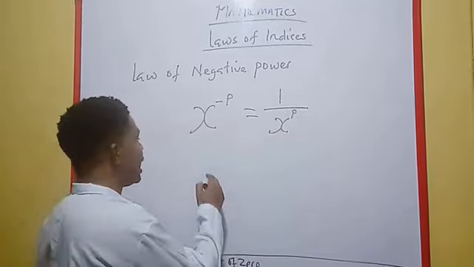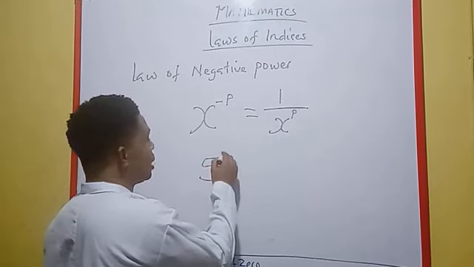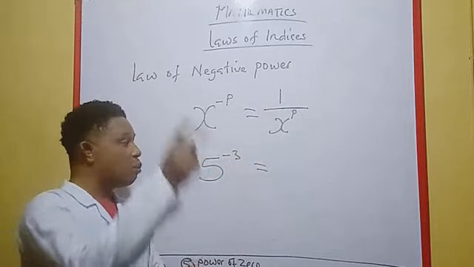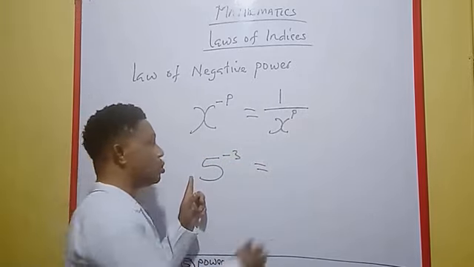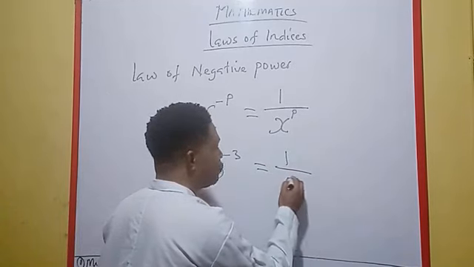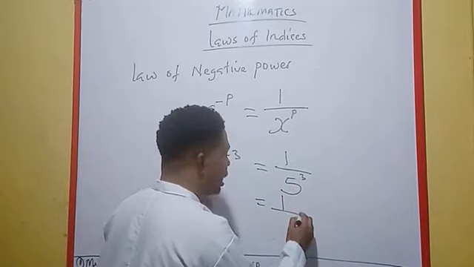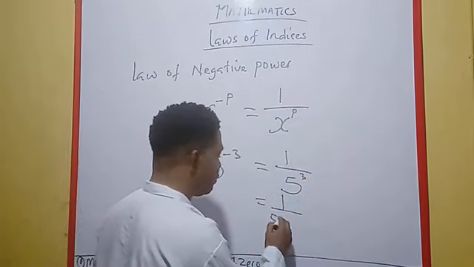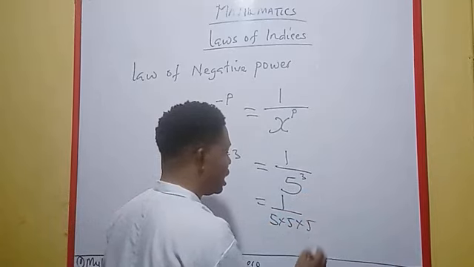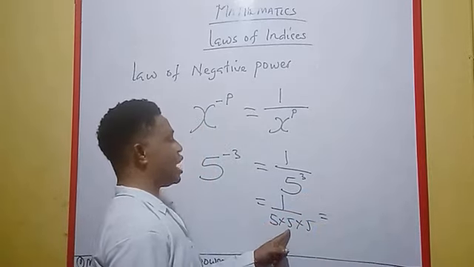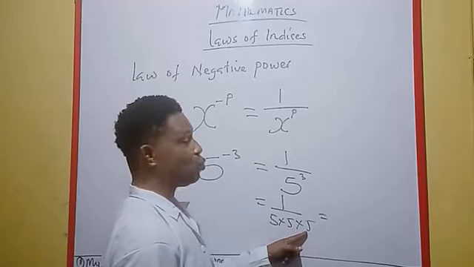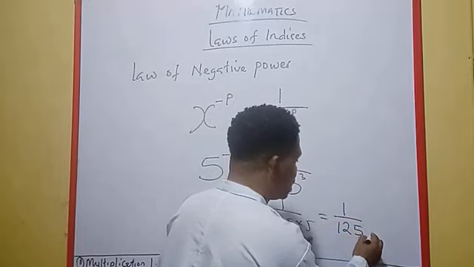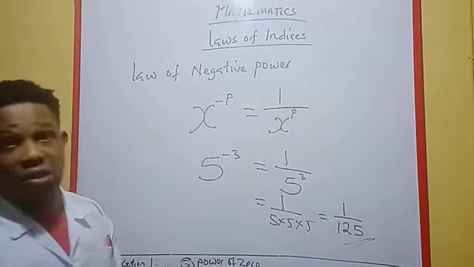For example, I can have 5 raised to power minus 3. You see, there's no way I can solve until I remove the minus. And to remove the minus, I will introduce an inverse of the base. So 1 over 5 raised to power what? 3. And that will give me 1 over 5 raised to power 3, which is 5 in 3 places. That is 5 times 5 times 5. And 5 times 5 is 25, times 5 is 125. So my answer will be 1 over 125. I hope that is understood.